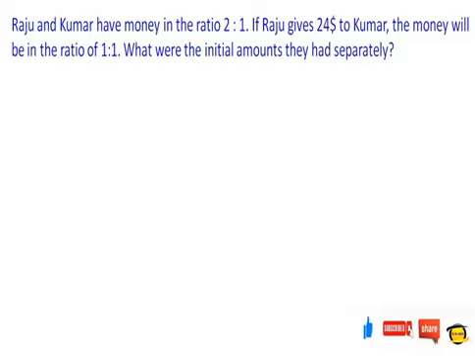Now let's solve the same question by using a different approach, and let's try saving some good amount of time. The ratio of money between Raju and Kumar is given as 2:1, right? Now Raju is giving $24 to Kumar, which means we need to remove $24 from Raju's money, and we need to add $24 to Kumar's money, right? And because of this transaction, the ratio between Raju and Kumar's money becomes 1:1.